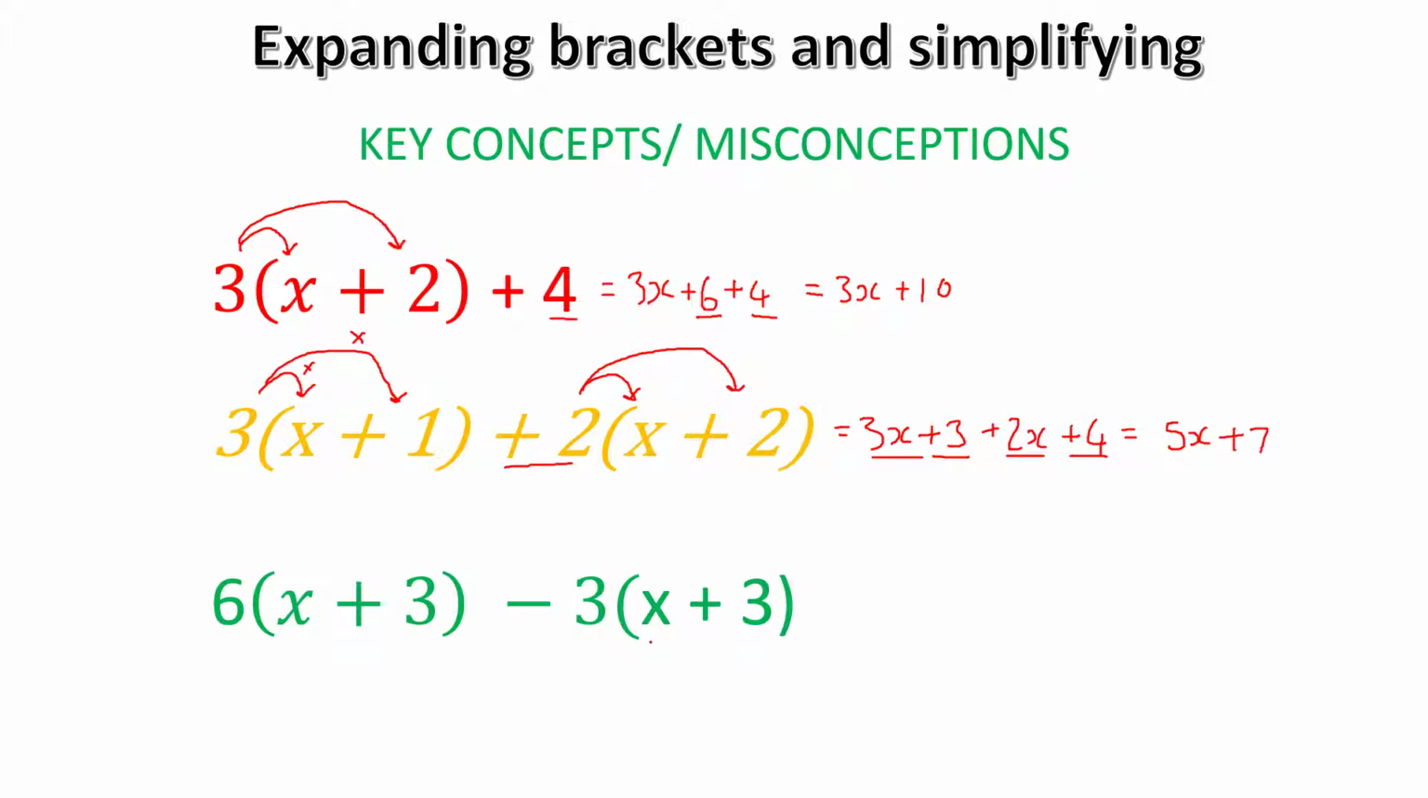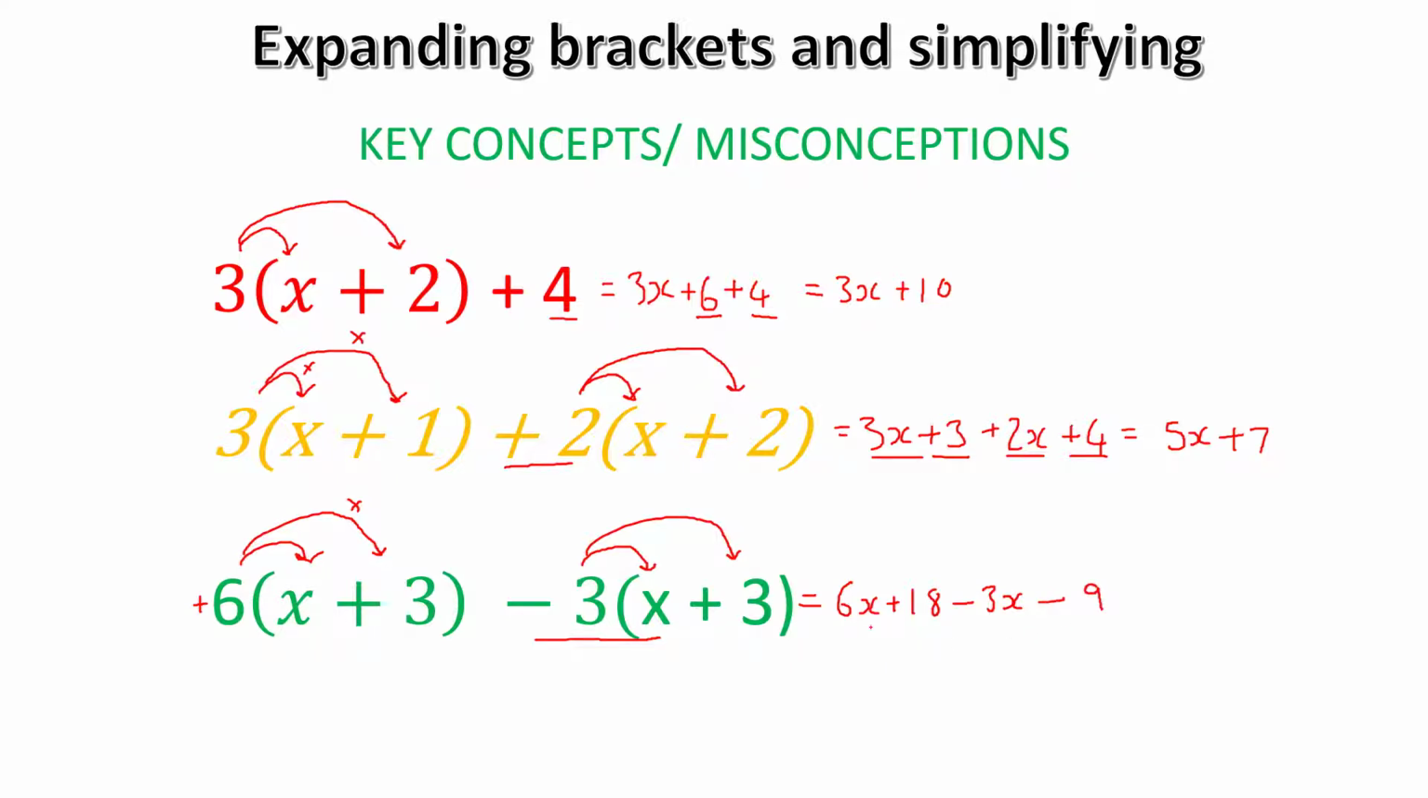Now these are the type of questions that do catch people out, because there's a minus here. And remember, when there's no number in front of the x, I mean the 6, that means that's a positive 6. So hopefully you're good at this bit. You've got 6x, remember it's times, so 6 times 3 is 18. So you've got plus 18. Now we've got to be careful here, because that is the minus sign. So minus 3 times x is going to be minus 3x. And minus 3 times plus 3, negative times a positive is negative.